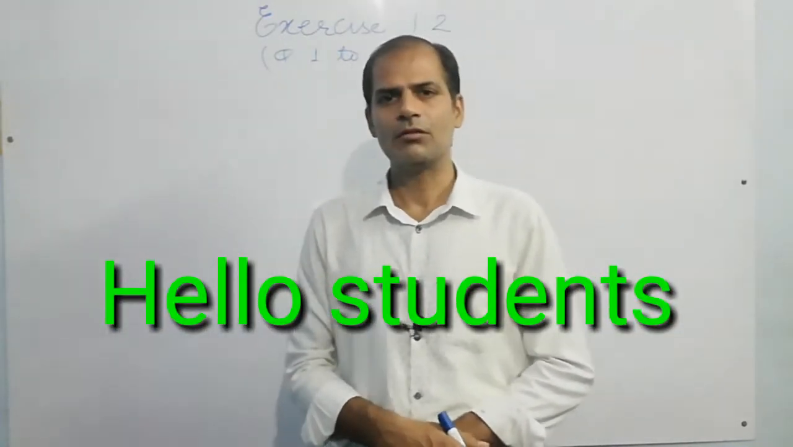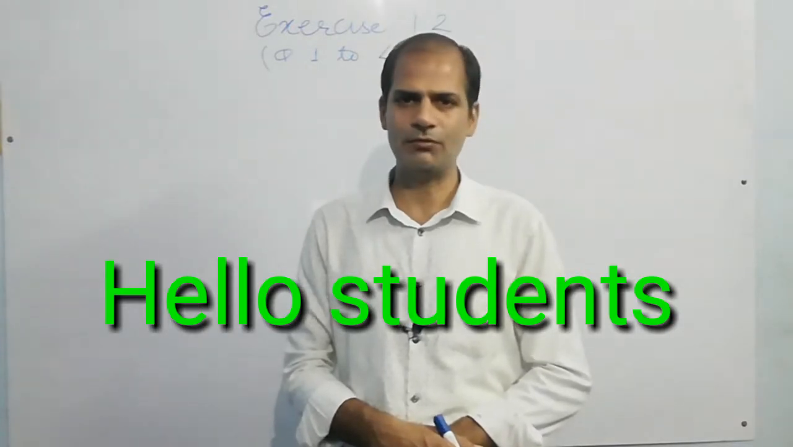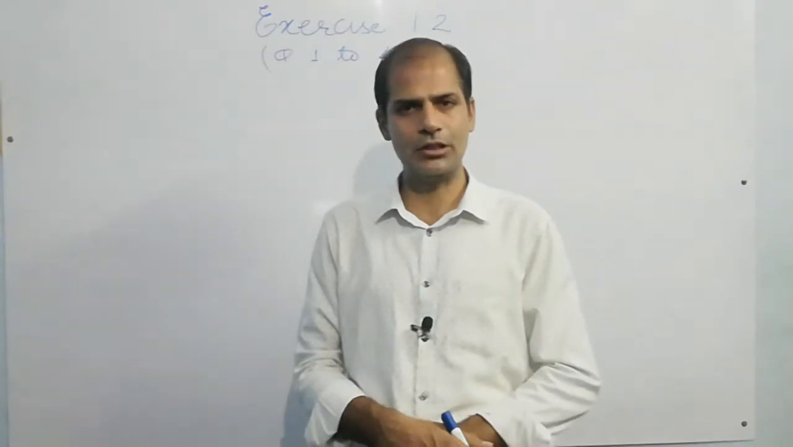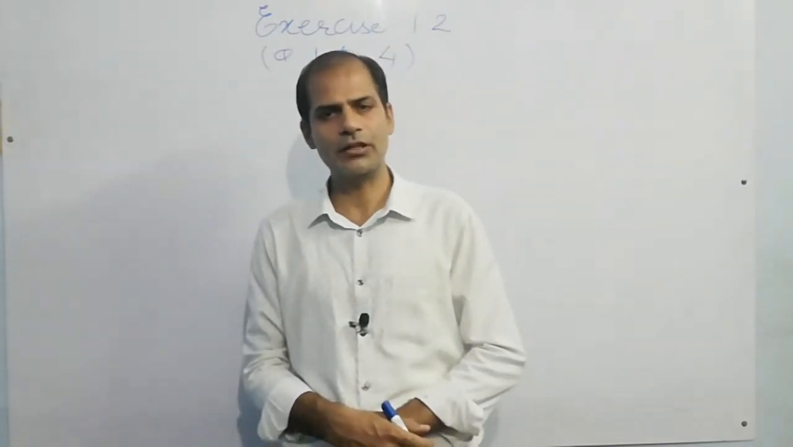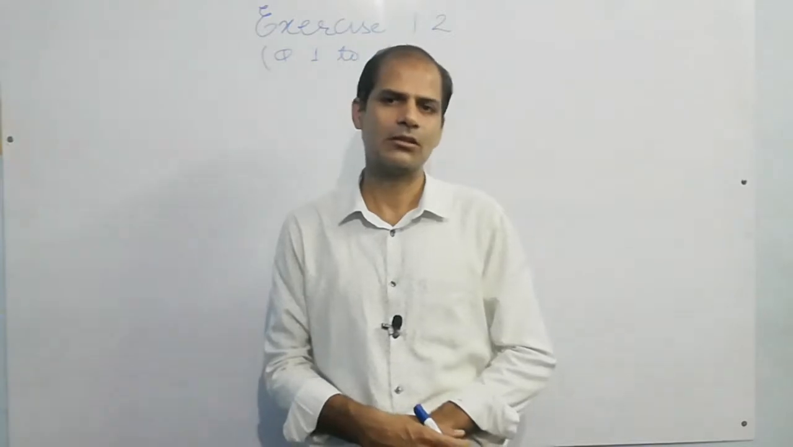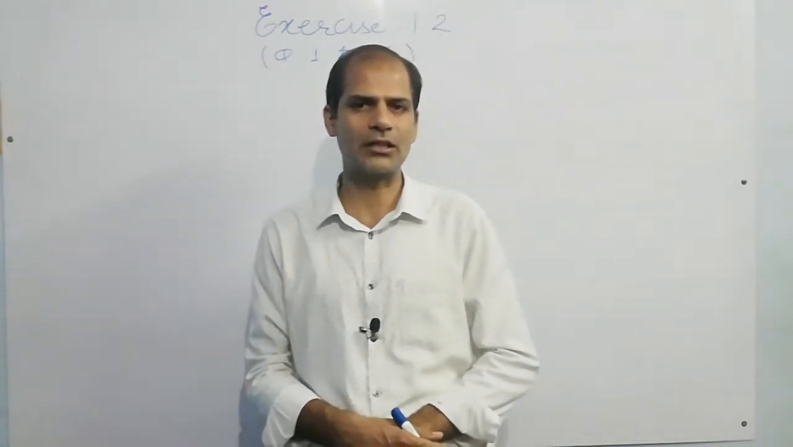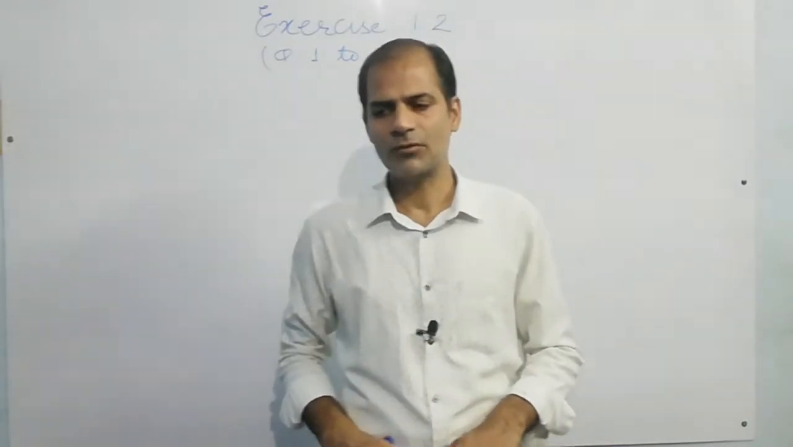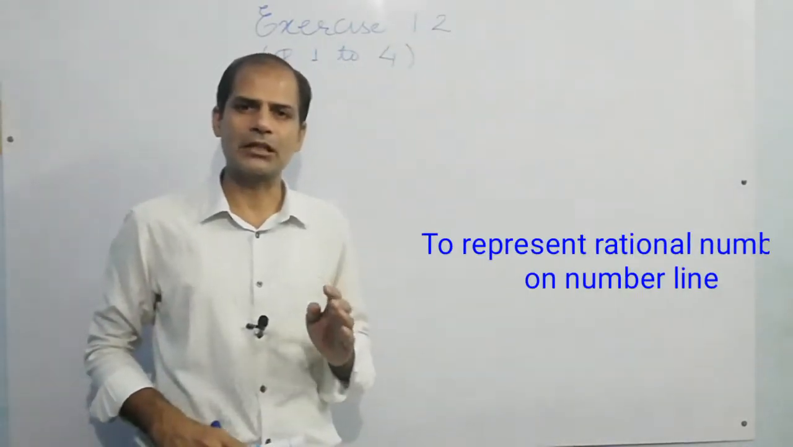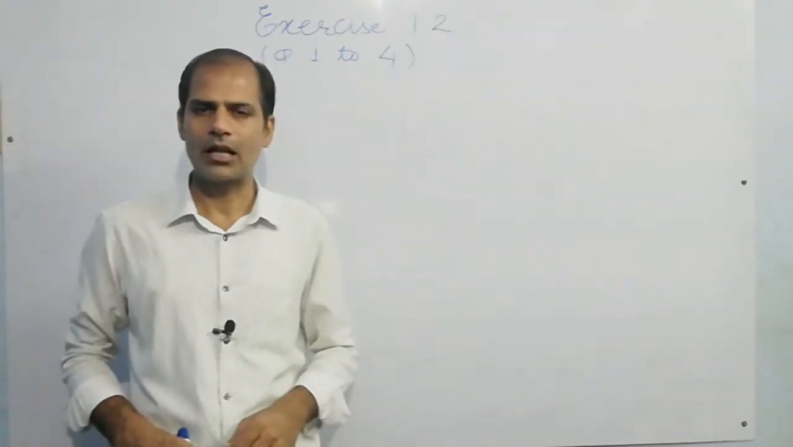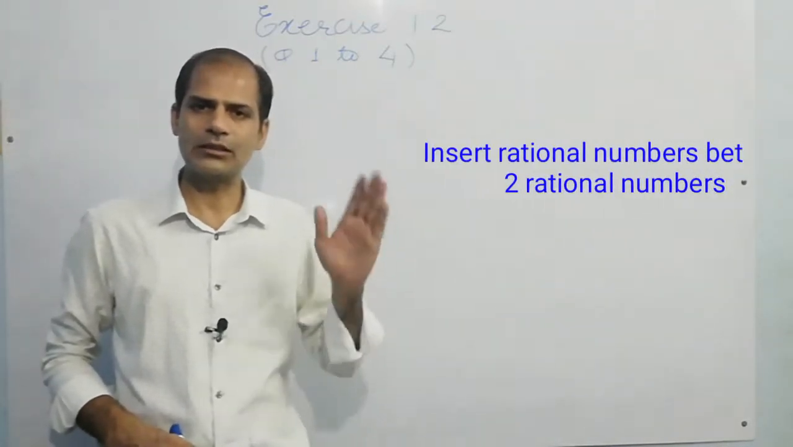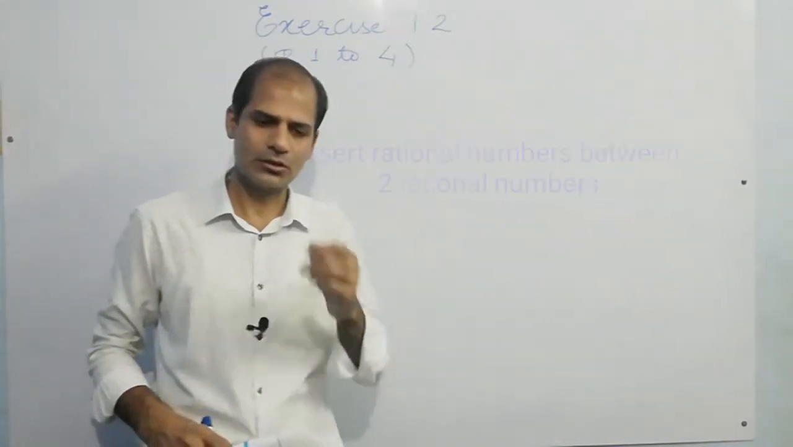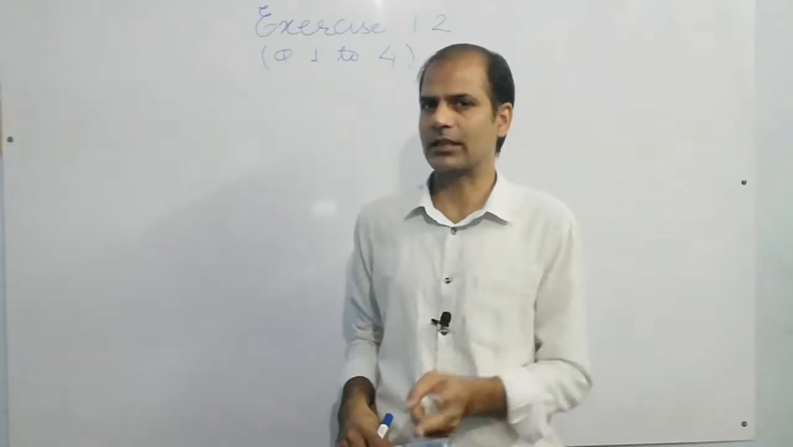In the last video, we completed exercise 1.1 of rational numbers, and in this video, I am going to start exercise 1.2, and we will discuss a few interesting properties of rational numbers. The points I will cover are: to represent rational numbers on a number line, and second, insert a few rational numbers between two given rational numbers. So ये दो पॉइंट हम डिस्कस करेंगे.